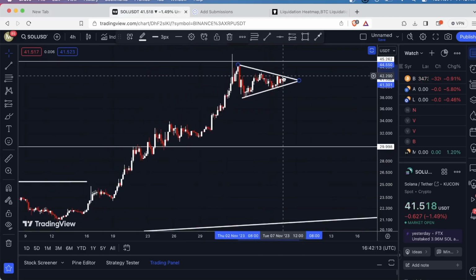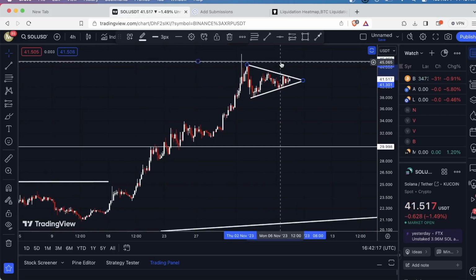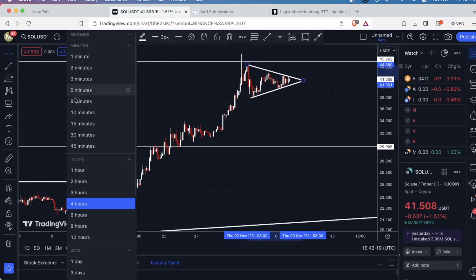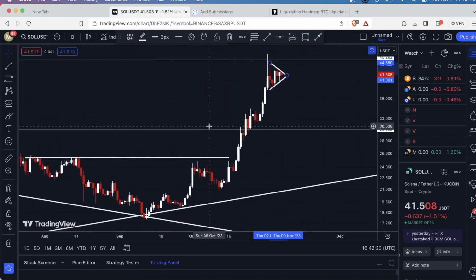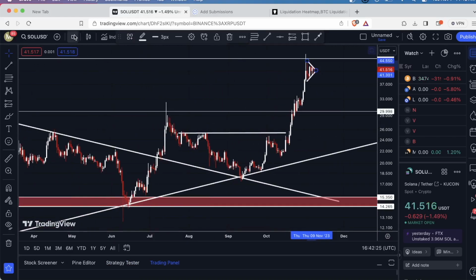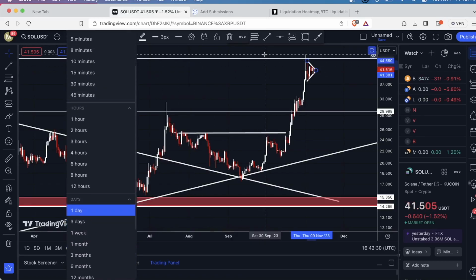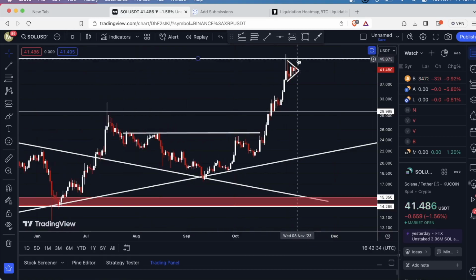Now, I'm not going to rush in off a break of this just because we need to clear this $45 resistance level, which does have confluence and is likely going to be pretty strong. So for me to enter a short to mid-term long position on Solana, based on where we are so close to this resistance, I'm going to wait for candles to start closing above this $45 level to enter.